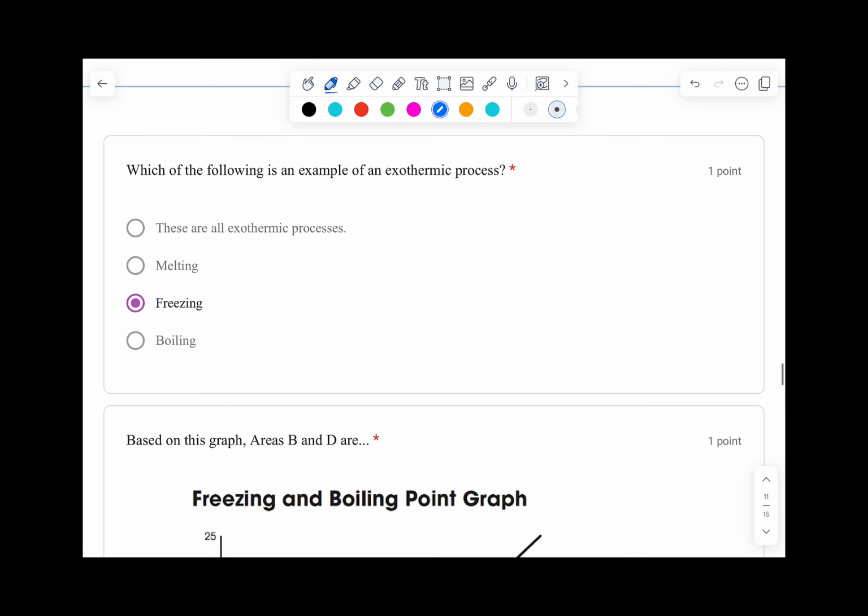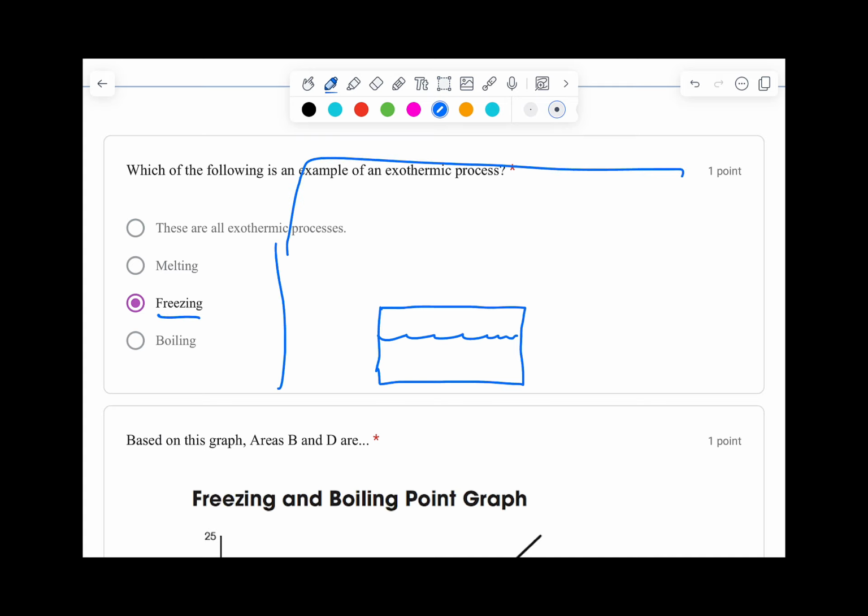All right, next question. Which of the following is an example of an exothermic process? Well, let's take a look at our water again. This time we're going to take a container of water, and there's my liquid water, and I want it to start freezing. So I take this and put it in a great big freezer. I want this liquid water to become ice. That means energy has to leave this water.